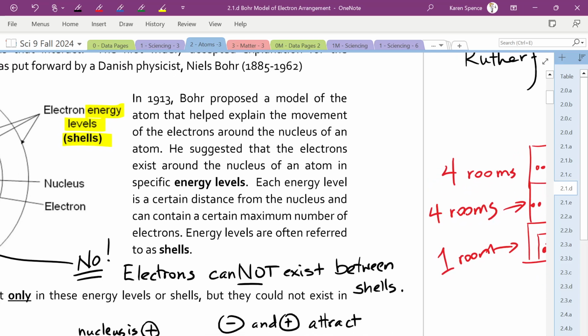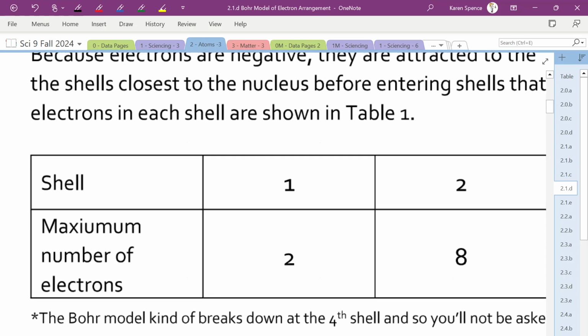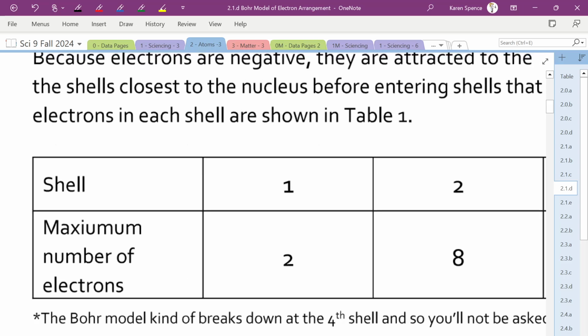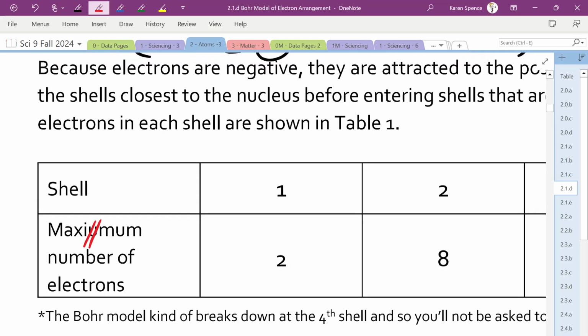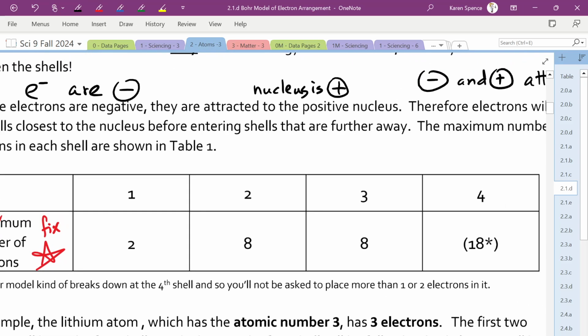So we have a maximum in shell number 1. I misspelled maximum, I need to fix that because that's not right. So the maximum number of electrons in shell number 1 is 2. In shell number 2, it's 8. And in shell number 3, it's 8.